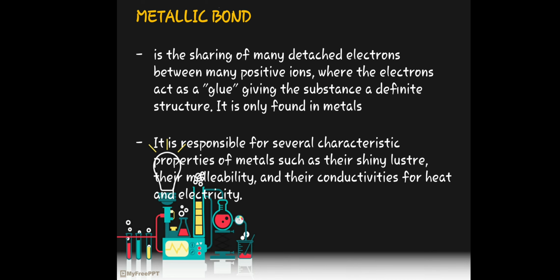Next slide. Metallic bond. Metallic bond is the sharing of many detached electrons between positive ions, where the electrons act as a glue, giving the substance a definite structure. It is only found in metals. Of course, it is metallic bond. It is responsible for several characteristic properties of metals such as their shine or luster, their malleability, and their conductivity for heat and electricity. Okay, next slide.